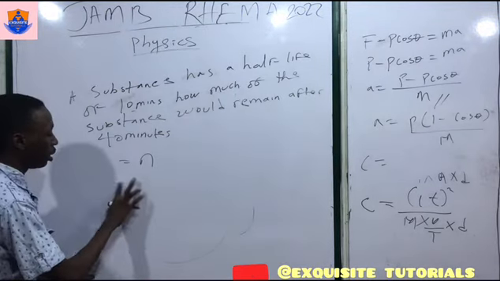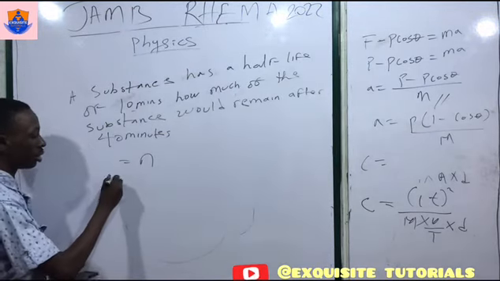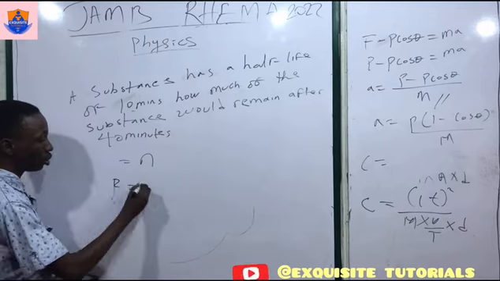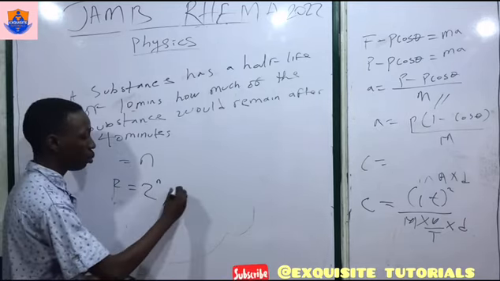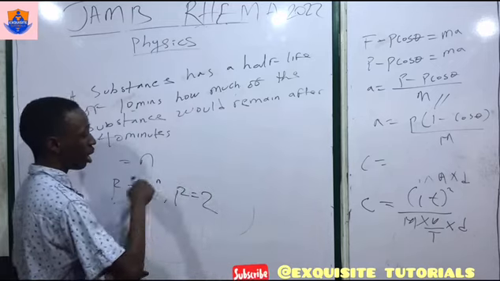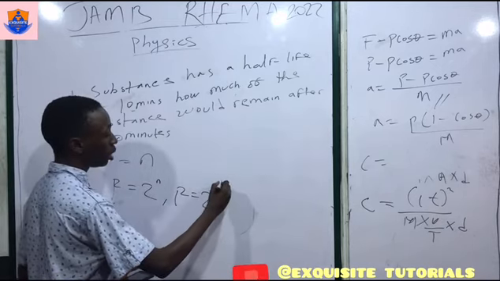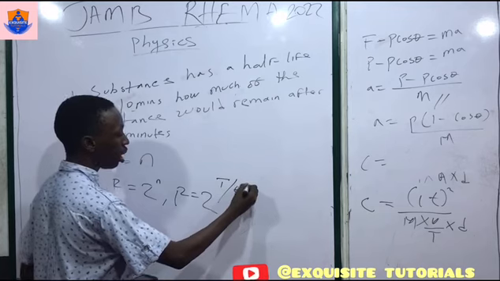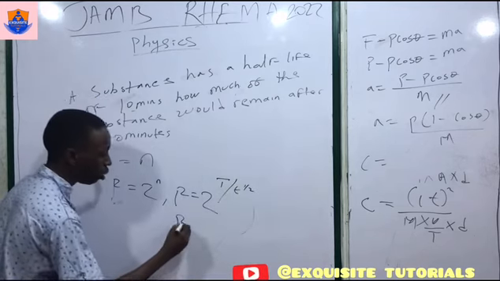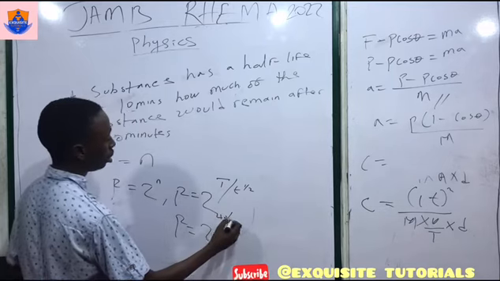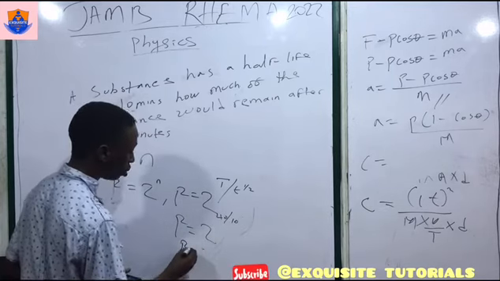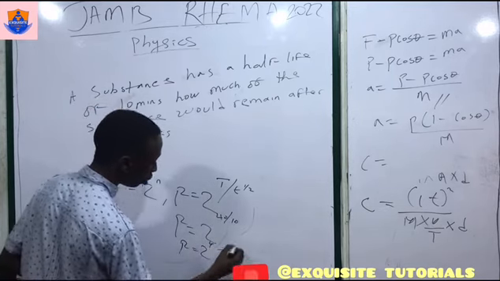First of all, let's find the value. Let arrow be equal to 2 raised to the power n. So now let's say arrow is equal to 2 raised to the power of the actual time over half-life. Then arrow will be equal to 2 raised to the power 40 over 10, which is 2 raised to the power 4, equal to 16.